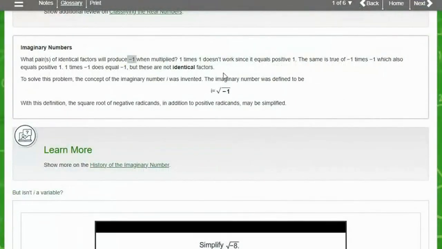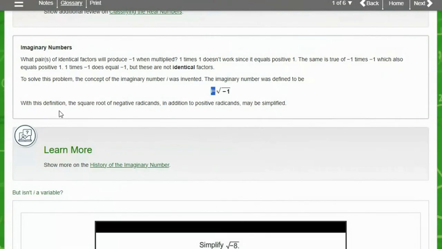So 1 times 1 doesn't work. Negative 1 times negative 1 doesn't work. 1 times negative 1 does that, but they're not identical factors. So the concept of the imaginary number was invented to solve this problem. And it was defined as i, and it equals the square root of negative 1.